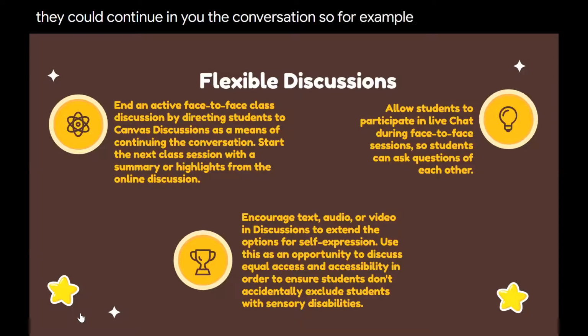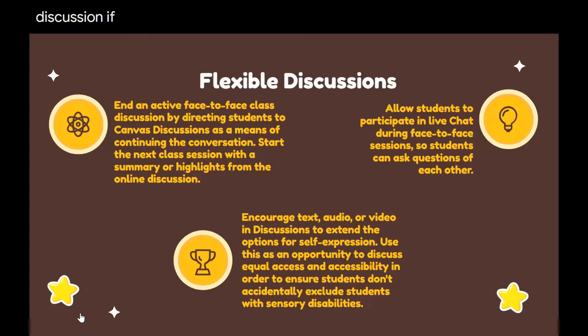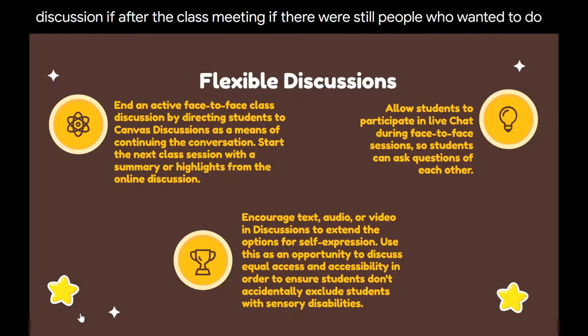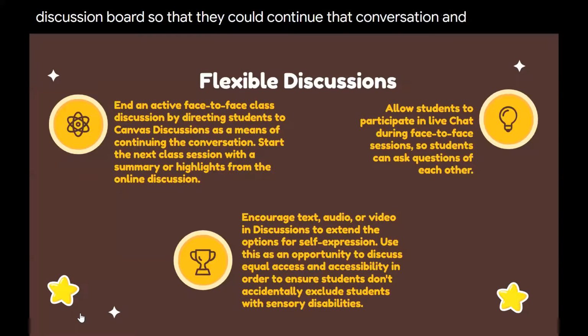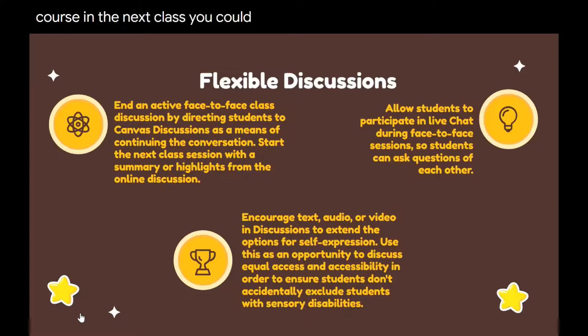So, for example, with the choice board discussion, if after the class meeting there were still people who wanted to discuss engagement and challenging ideas and activities, or there were topics that came up or ideas that didn't quite fully get shared, they would have that discussion board so that they could continue that conversation. And then, of course, in the next class, you could talk about that open discussion that happened afterwards.